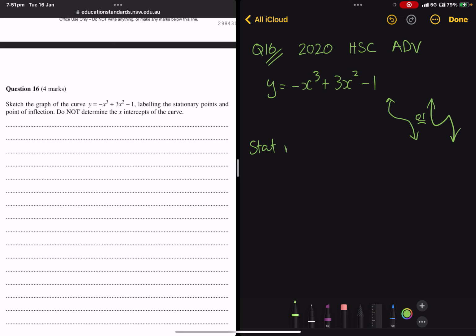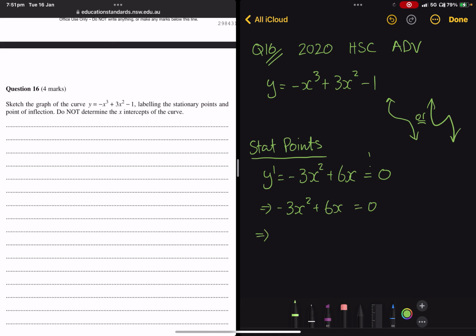So in order to find our stat points, they occur when the first derivative is equal to 0. So given that our function is this, our first derivative, y prime, is going to be minus 3x squared plus 6x, and the condition is that this has to be equal to 0. So this gives us minus 3x squared plus 6x is equal to 0.